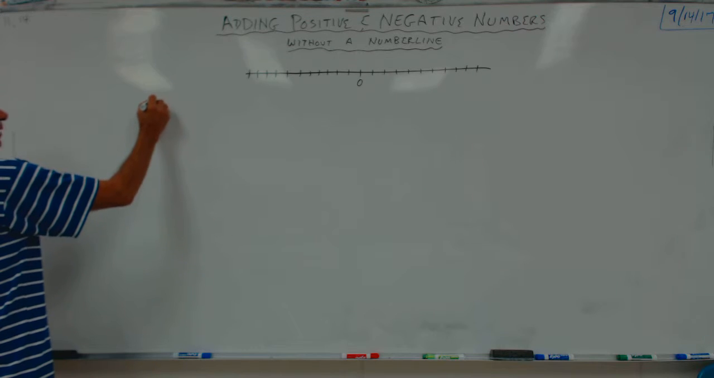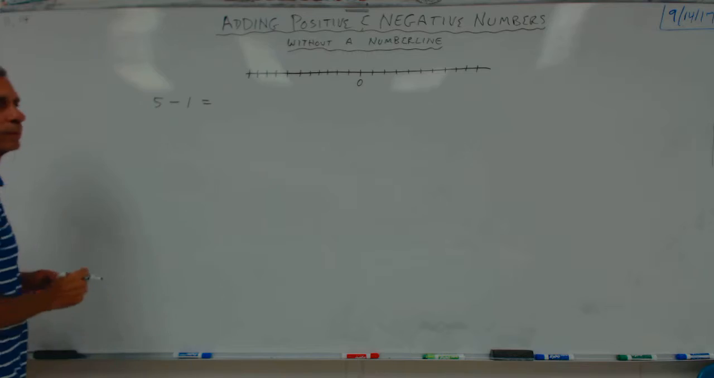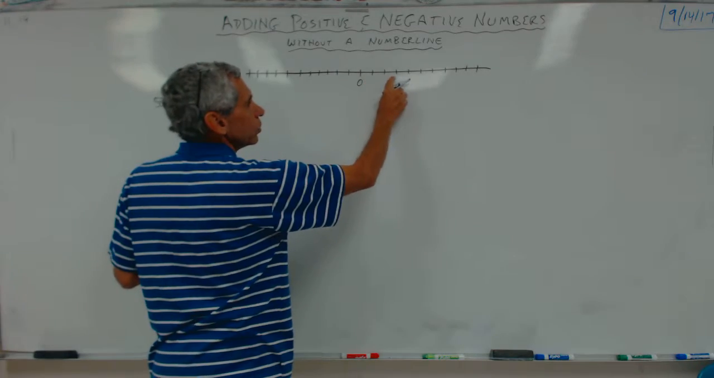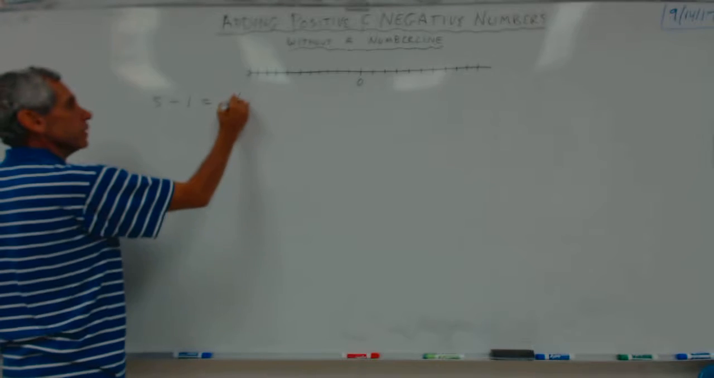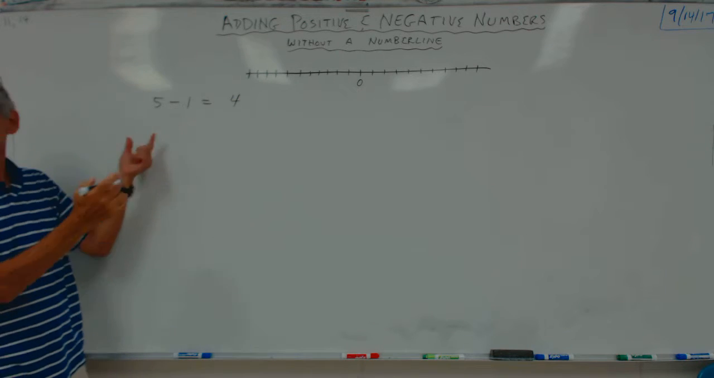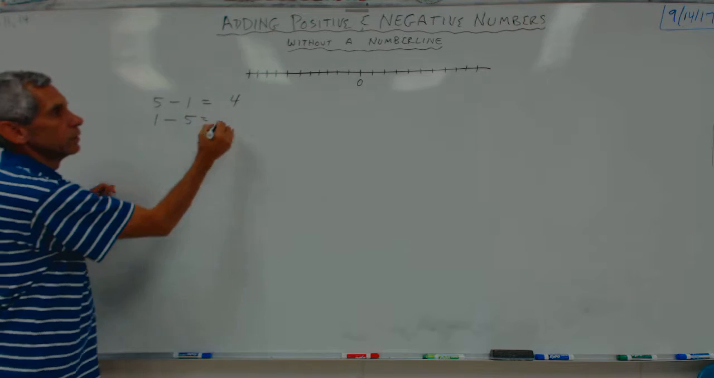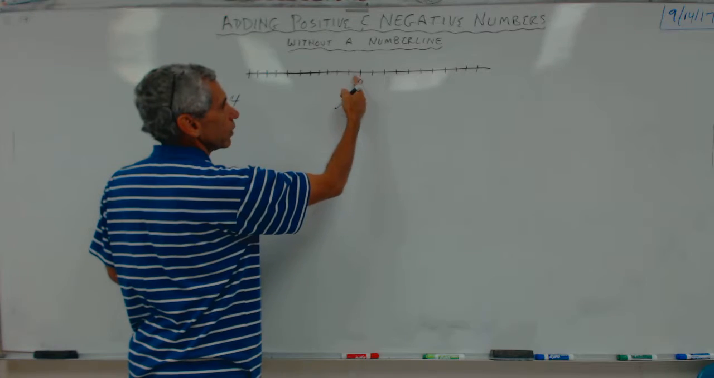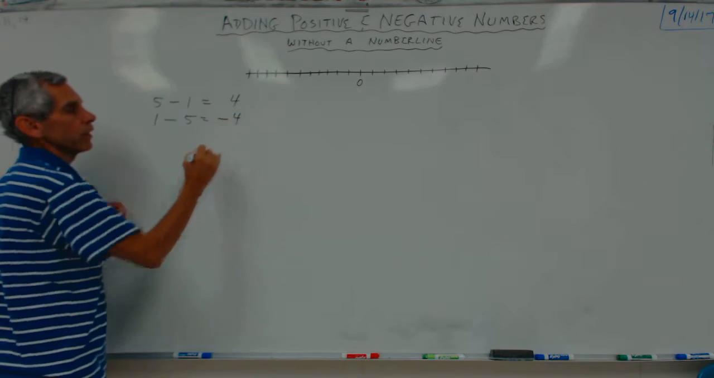Let's try 5 minus 1. What is that? 4. So 1, 2, 3, 4, 5 minus 1 is 4. Okay. Now I'm going to just do the reverse. What is 1 minus 5? So 1 minus 5, 1, 2, 3, 4, 5. That's -4.